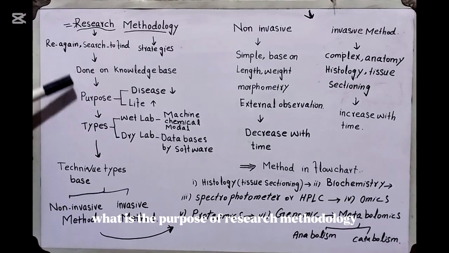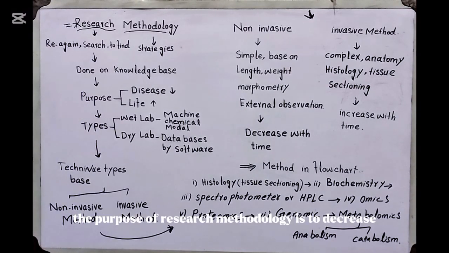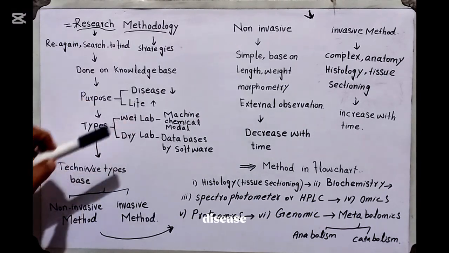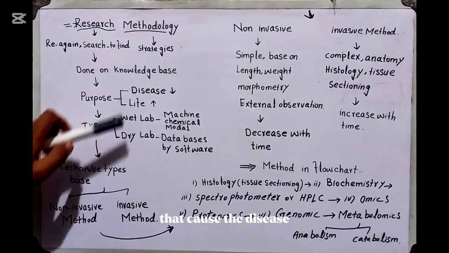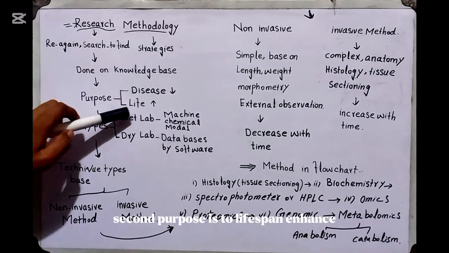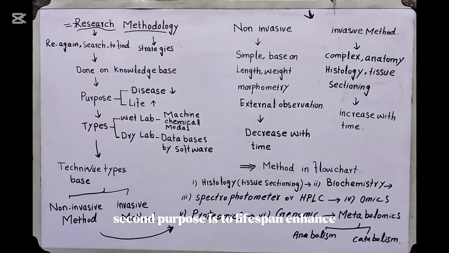What is the purpose of research methodology? The purpose of research methodology is to decrease disease, meaning diseases are increasing day by day, and there are a number of factors that cause disease. The second purpose is to enhance lifespan, meaning the life period is increasing.